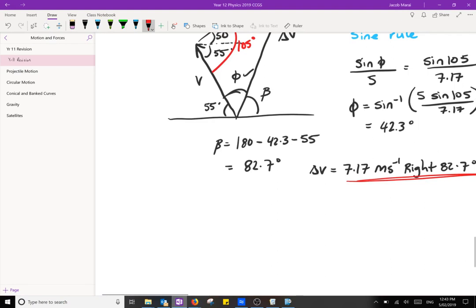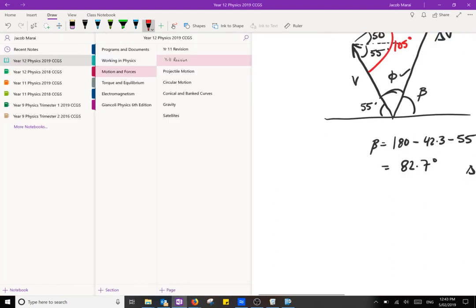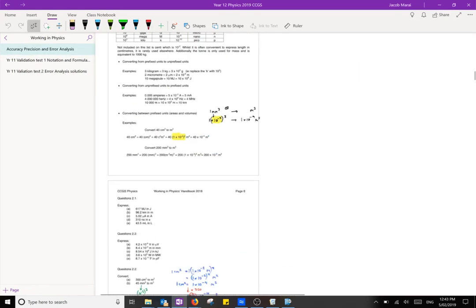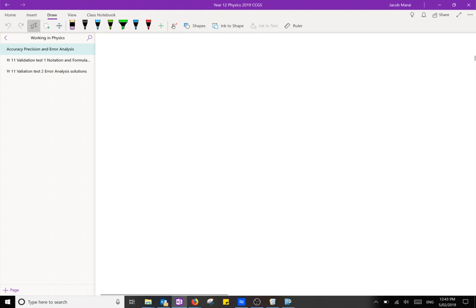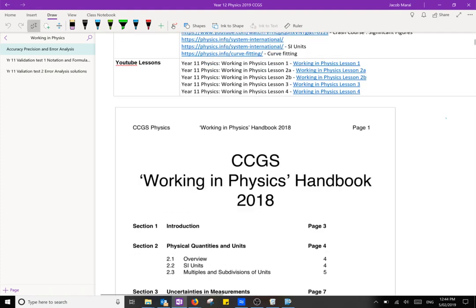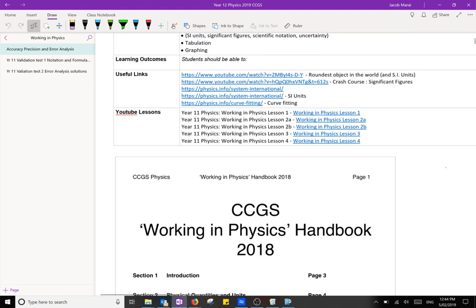Just in the last 2 minutes, I need to do attendance, but I also want to show you the OneNote. So guys, when you click on the OneNote link, you'll be opening it in a web browser, and you'll have the same tabs here. The Working in Physics tab is the Year 11 topic you would have learned in week 1 of last year. That's all your sig figs and your combination of uncertainties. You would have gotten this booklet right at the start of Year 11.